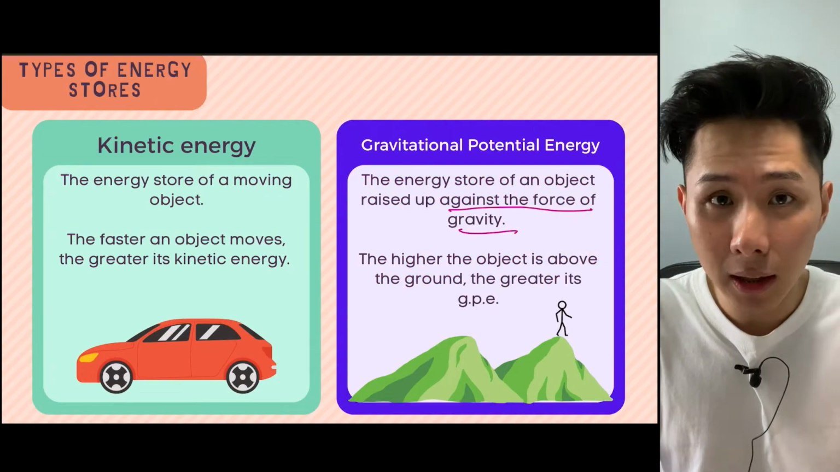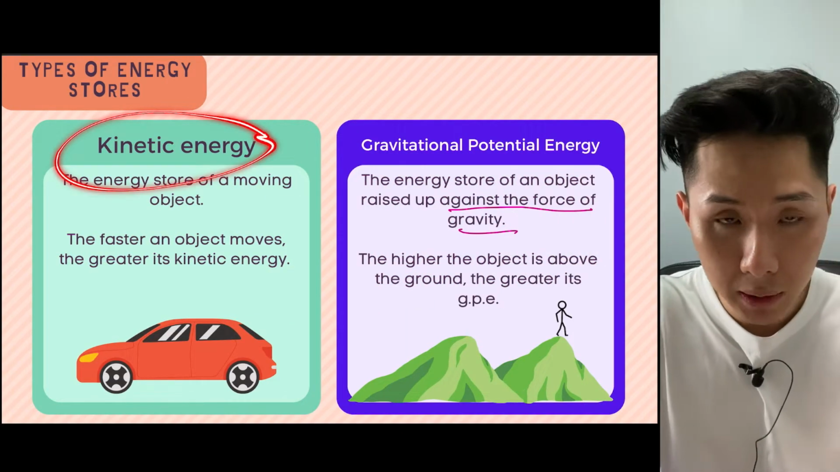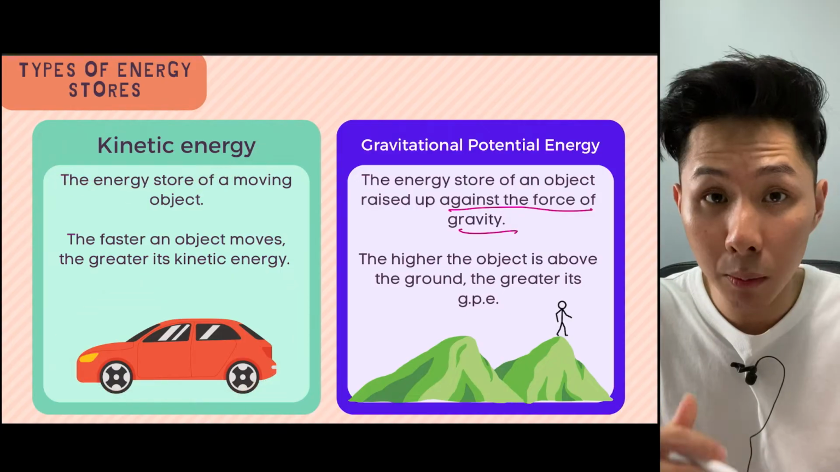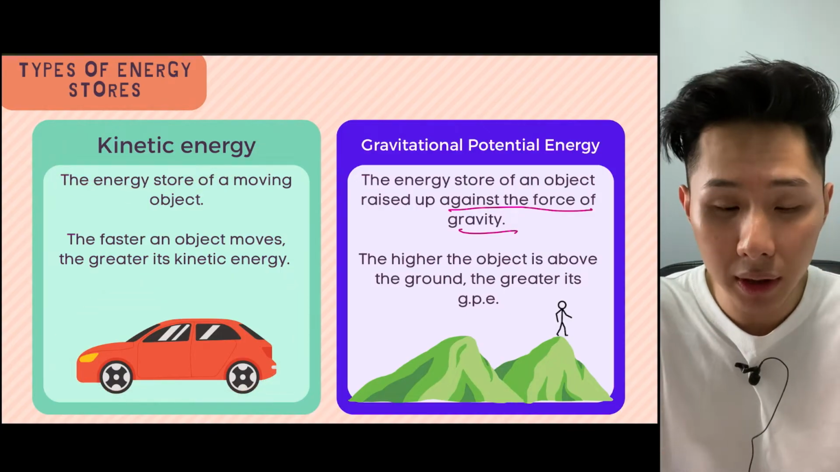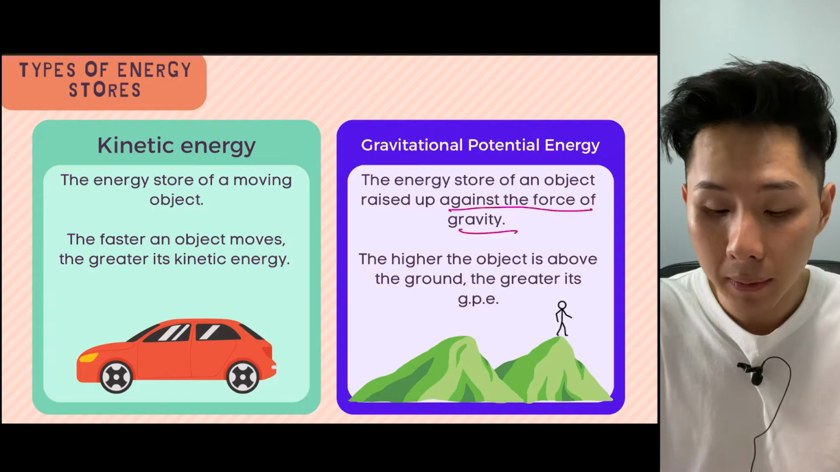So here are the different forms of energy. We have kinetic energy, which is energy inside a moving object. The faster it moves, the higher the kinetic energy.